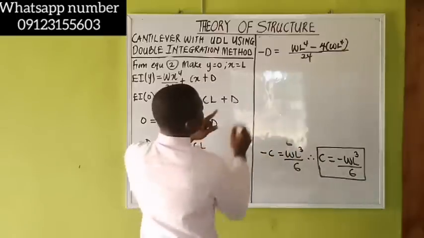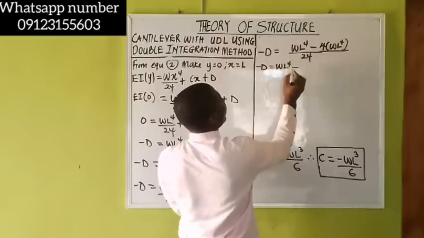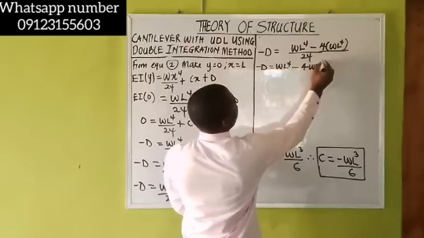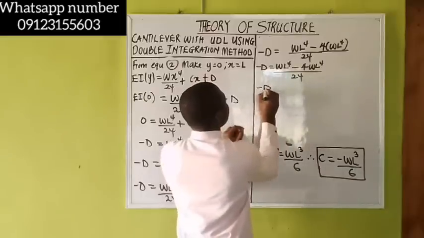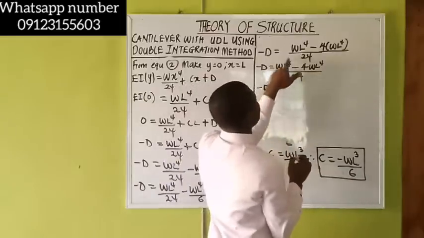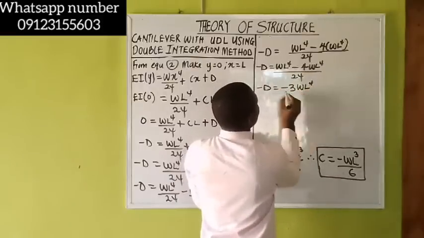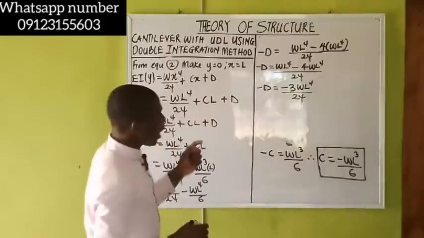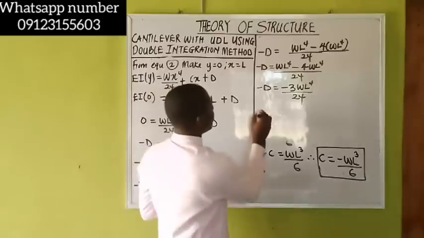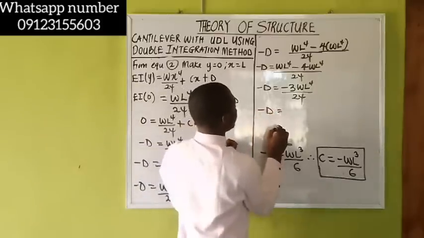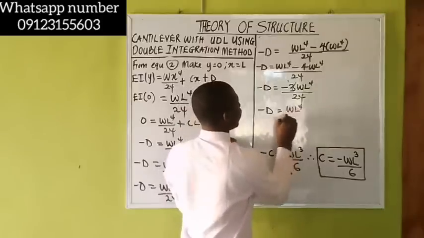I have this. Next task, minus D is equal to, listen, that becomes W to the power 4 minus 4W to the power 4 over 24. If I proceed, I will have minus D to be equal in value to W to the power 4 minus 4W, and that becomes minus 3W to the power 4 over 24. At this point, if I proceed, I'll be having minus D is equal to, 3 here 1, 3 here, that's 8. That becomes W to the power 4 over 8.